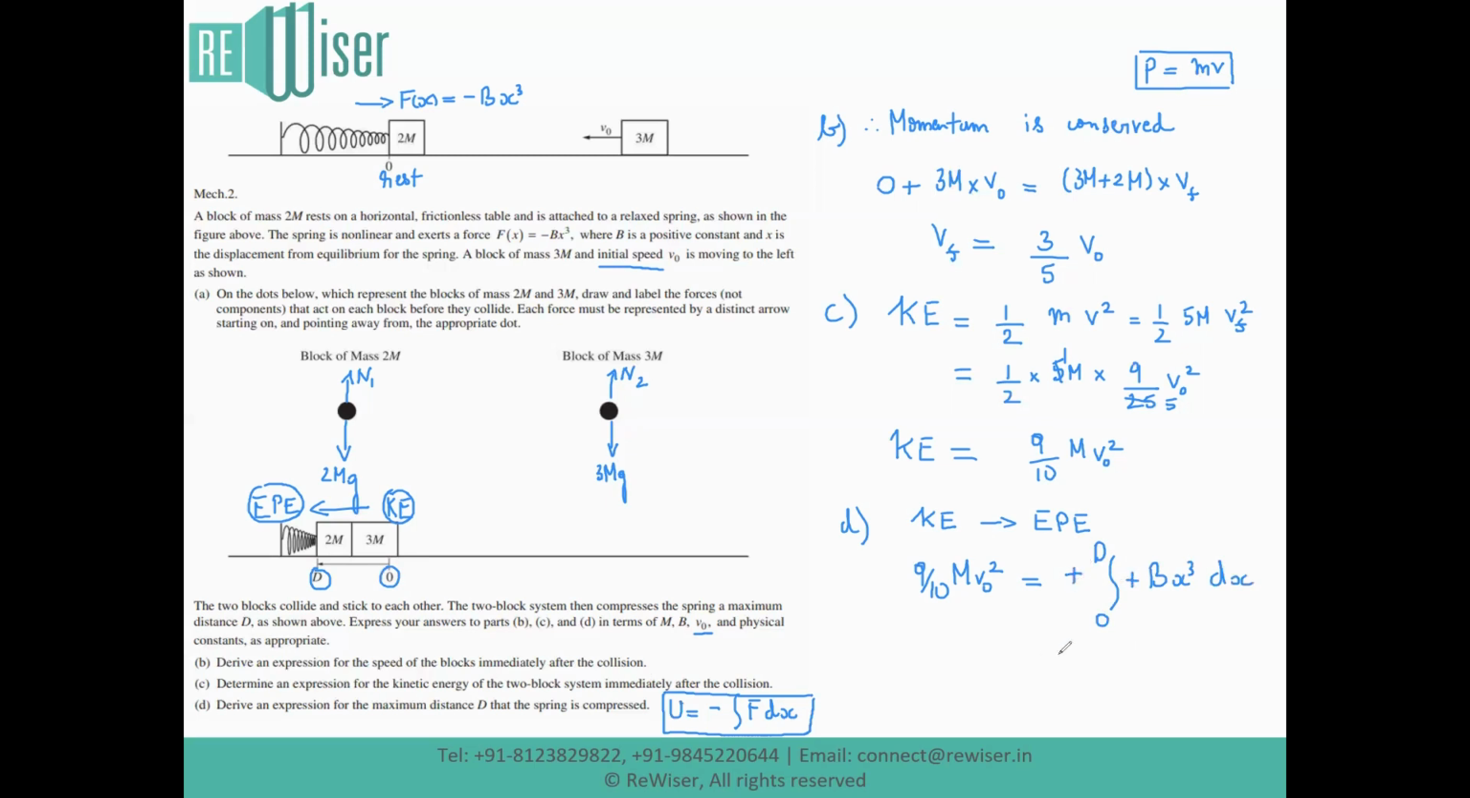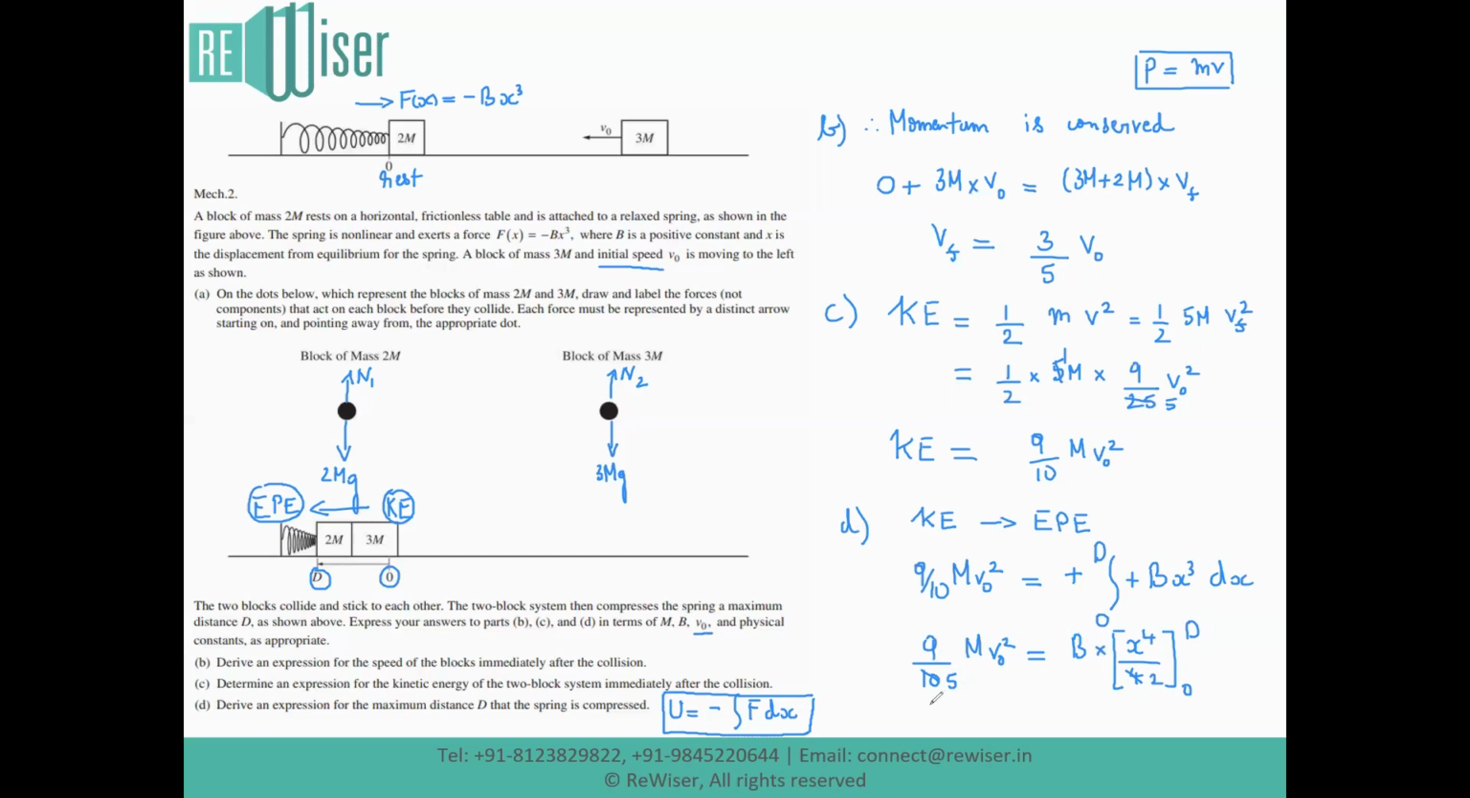Minus of minus becomes plus. So 9 over 10 m v naught squared is equal to b times the integral of x cubed dx. It follows the general pattern: the integral of x to the power n dx is x to the power n plus 1 over n plus 1. So you get x to the power 4 by 4 under the limits of the definite integral 0 to d. I can simplify here as 2 over 5. And they want an expression for maximum distance d. So the equation can be rewritten as 9 over 5 m v naught squared equals b times d to the power 4 by 2.